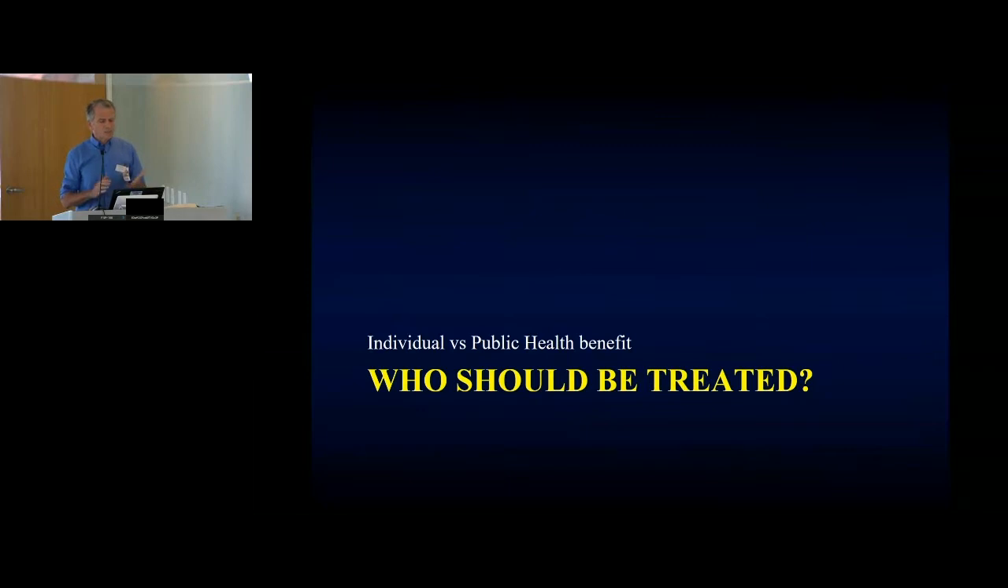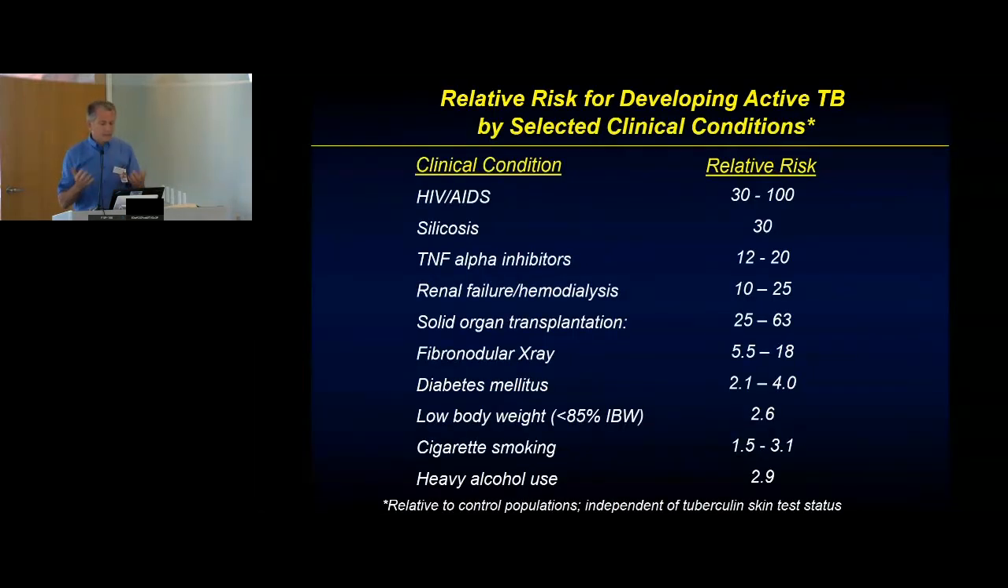So when we think about individual benefit, we think about what's the relative risk. And again, the relative risk varies a lot depending on the study, and this is taken from a variety of sources. So there's obviously quite a range of relative risk, but towards the top are all the ones, in fact, it's interesting that WHO now recommends. So things like silicosis, TNF-alpha inhibitors, renal failure, transplantation, things on your x-ray. And then towards the bottom are things like diabetes, low body weight, cigarette smoking, heavy alcohol use. Again, many of these estimates come from systematic reviews. And as I said, there's obviously quite a range, okay?